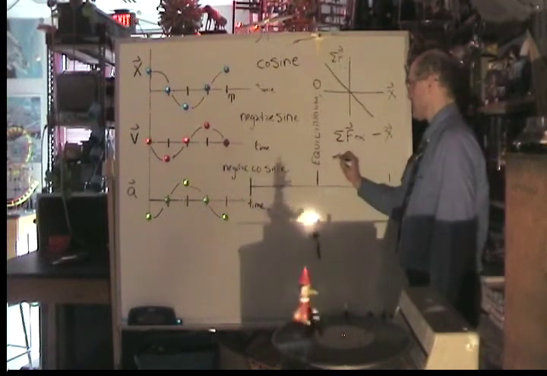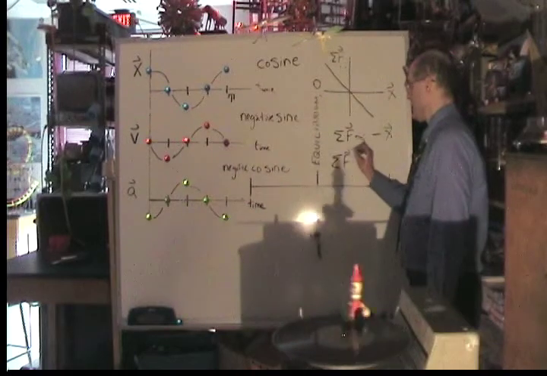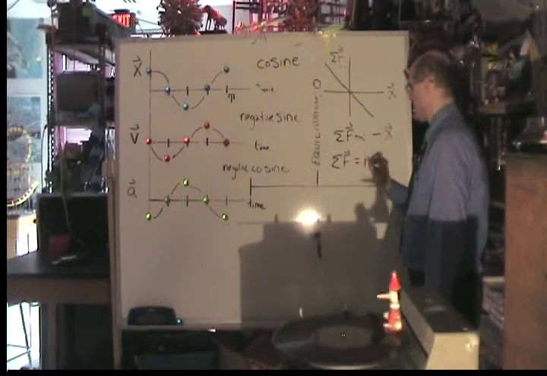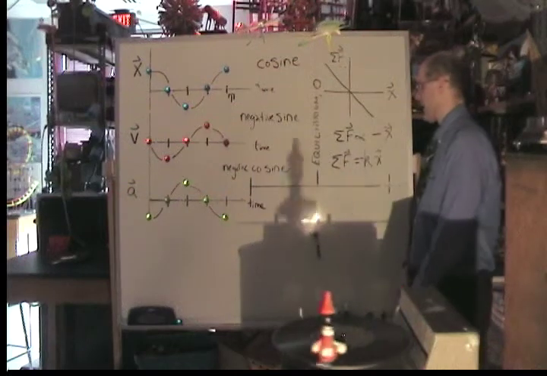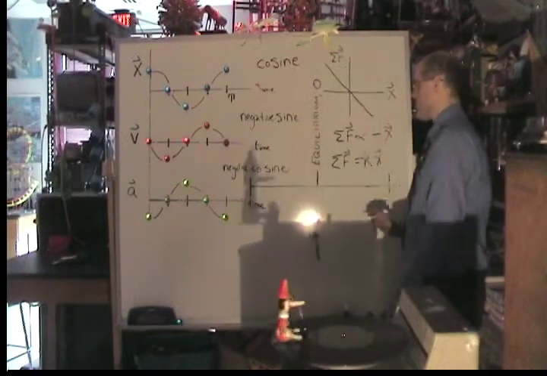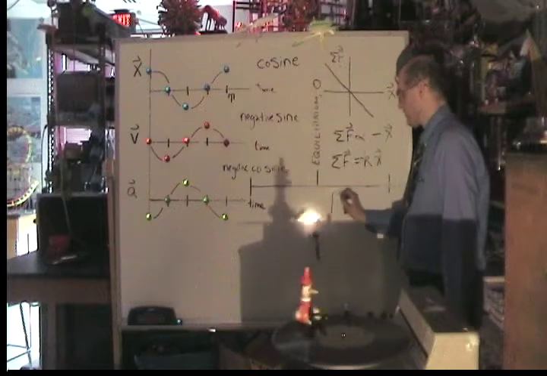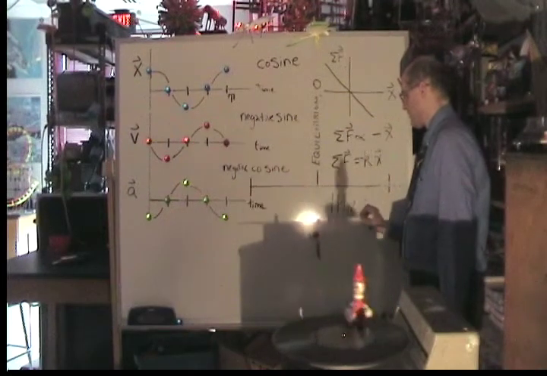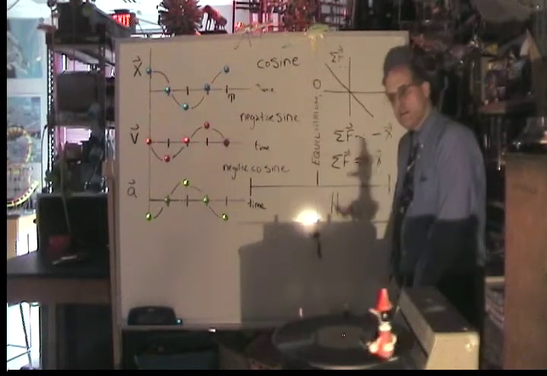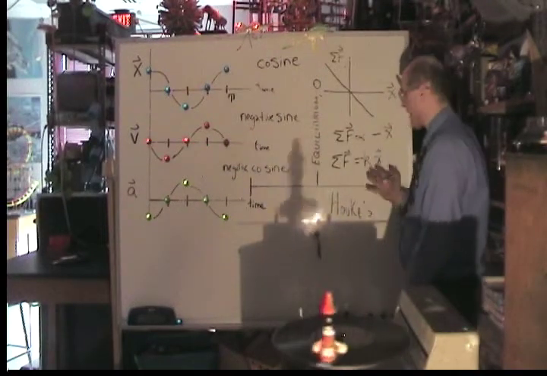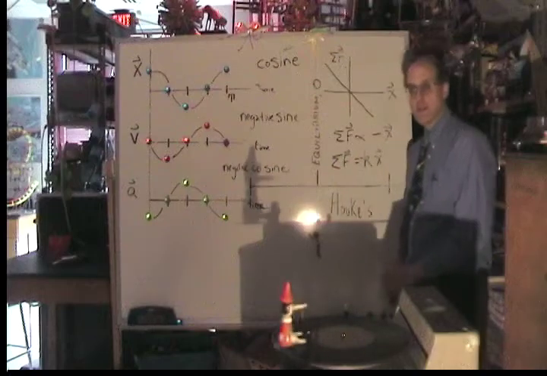To make this an equal sign, an equality, we introduce a constant. So we get that the net force is equal to negative kx. This relationship is known as Hooke's law. k represents the force constant or spring constant, and it characterizes the elasticity of the spring.